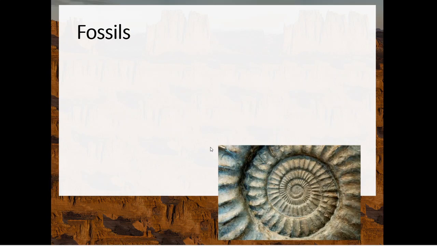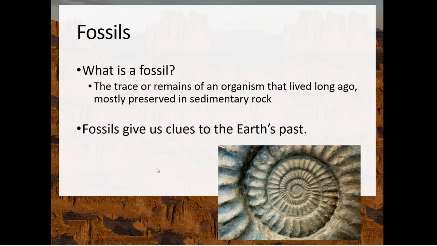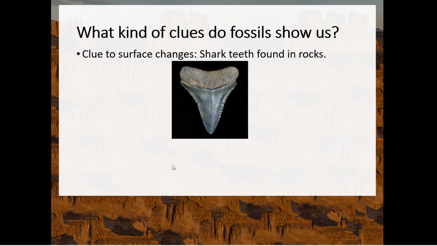Okay, so fossils, let's go ahead and define what those are. What is a fossil? It is the trace or remains of an organism that lived long ago, mostly preserved in sedimentary rock. This is an example of a fossil of something that looks like a shellfish, most likely, that lived a long time ago. Fossils give us clues to the Earth's past. They also give us clues to an animal's past, as we're talking about evolution and what they might have been like hundreds of years ago.